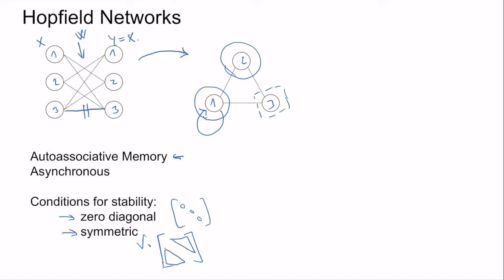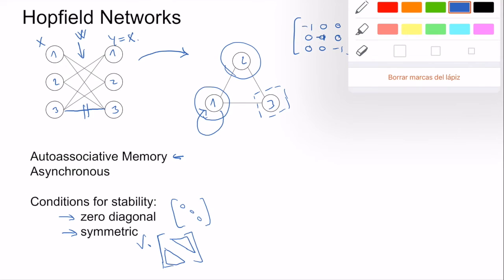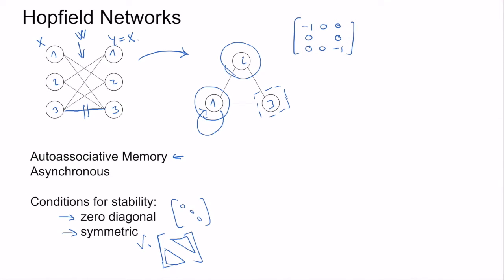But now let's just check why these 2 conditions are important. So let's just start with the matrix with non-zero diagonal. So it could be -1, 0, 0, then 0, -1, 0, and 0, 0, -1. This could be, for instance, a weight matrix with non-zero diagonal. And let's just say we have now here an input X, that is X is equal to 1, 1, 1.